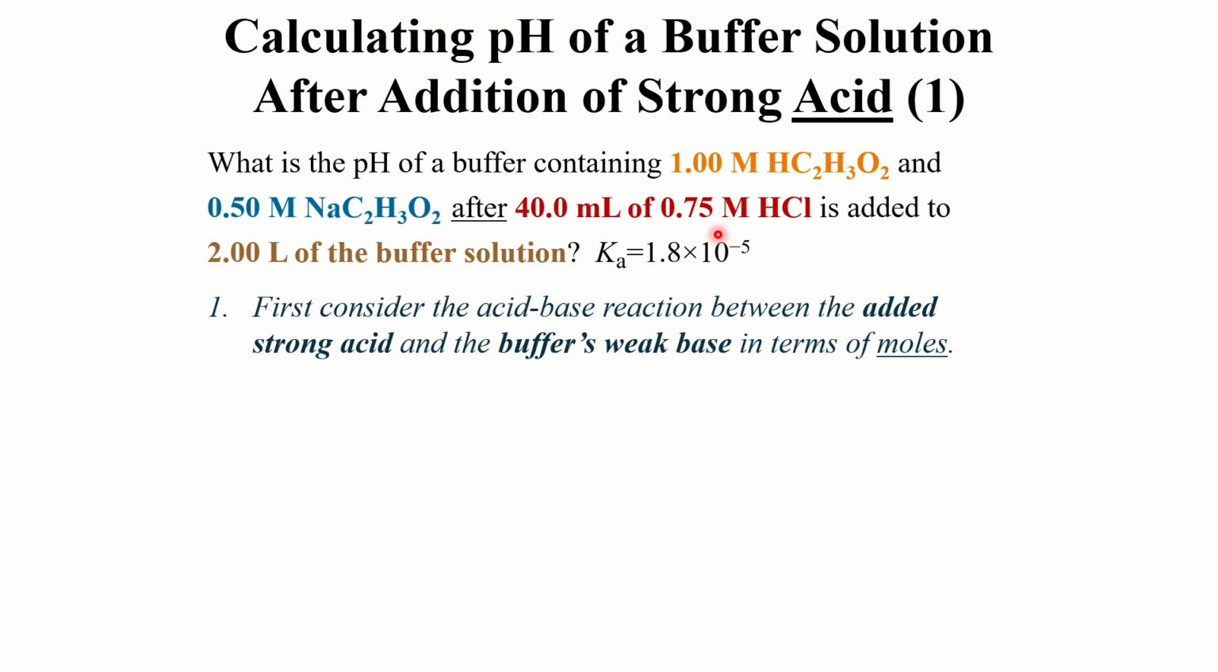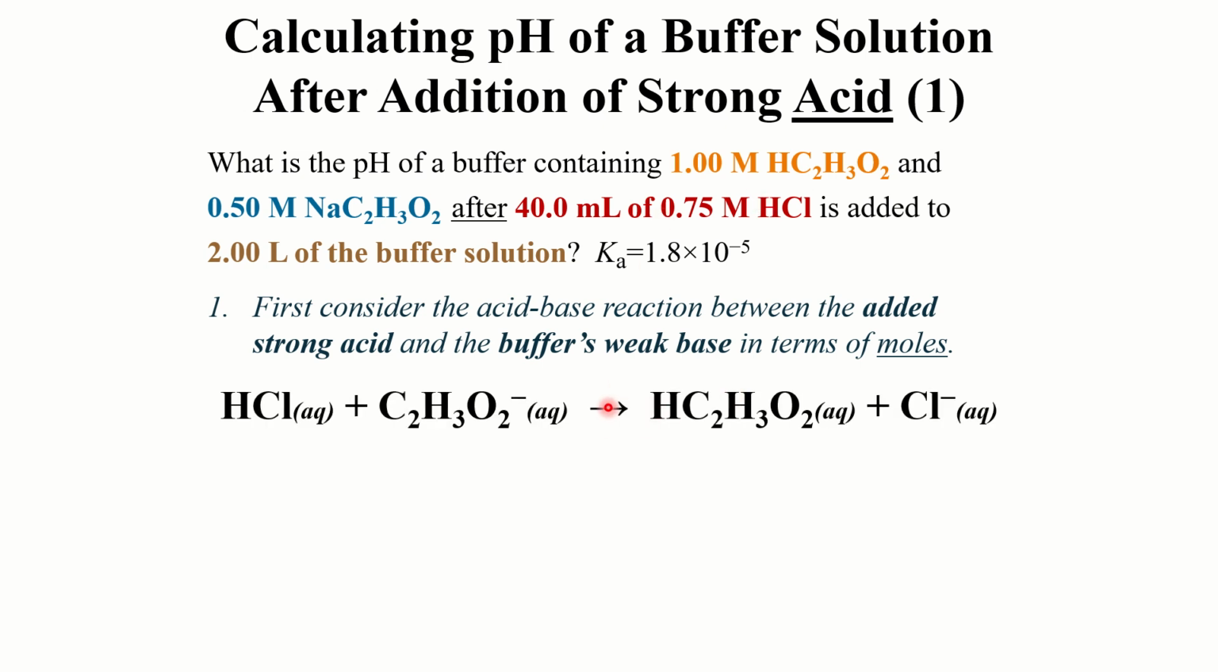All right, so let's break these pieces down. We've got 1 molar acetic acid, 0.5 molar sodium acetate, and 2 liters of it would be our volume for both those components, and then 40 milliliters of the 0.75 molar strong acid. So let's write out our acid-base reaction.